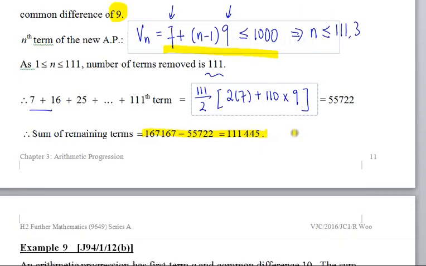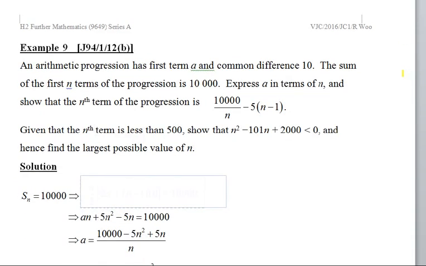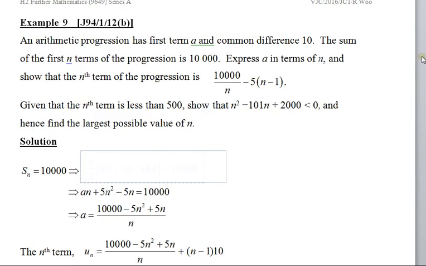Okay? Is that right? Okay, example 9. AP has first term A, common difference 10. The sum of the first n terms is 10,000. Express A in terms of n and show the nth term of the progression is this. Never mind, we do one thing at a time. Express A in terms of n, making use of the fact that the sum of n terms is 10,000.